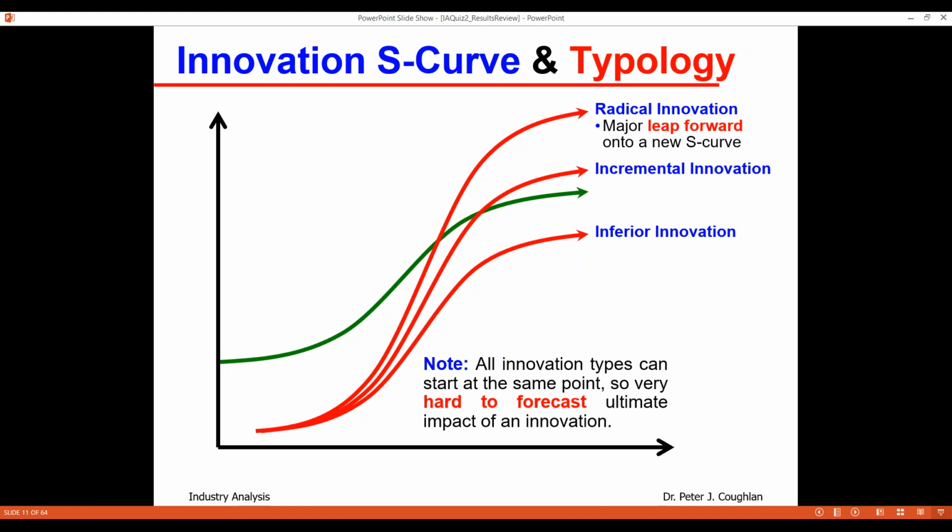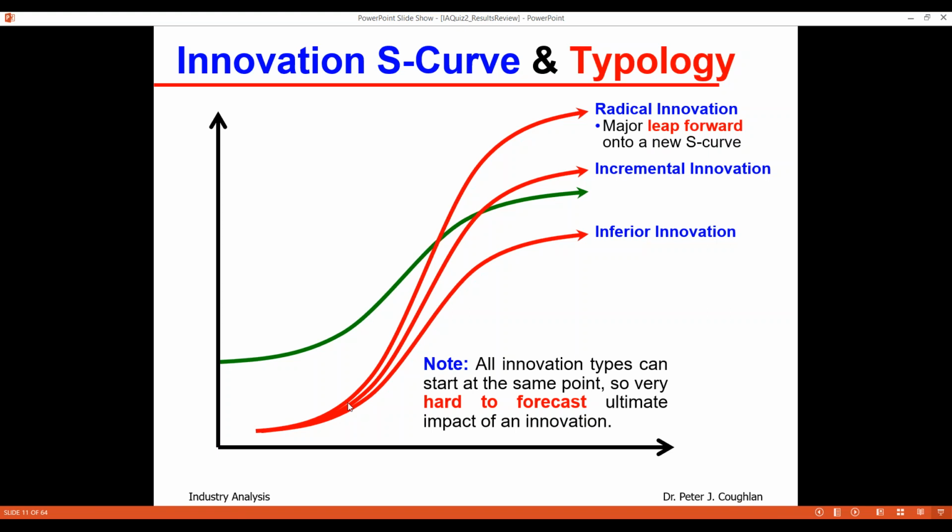Now, all these innovation types can start at the same point, so it's very hard to forecast the ultimate impact of an innovation, right? And that's the idea. So they all come along, when they first emerge, they don't suddenly emerge out of nowhere and they're better than what you have. It's not like the moment they're invented, they're better than what you have.